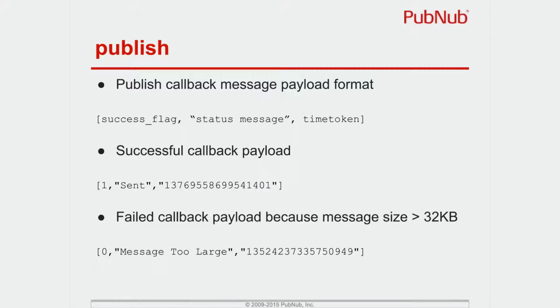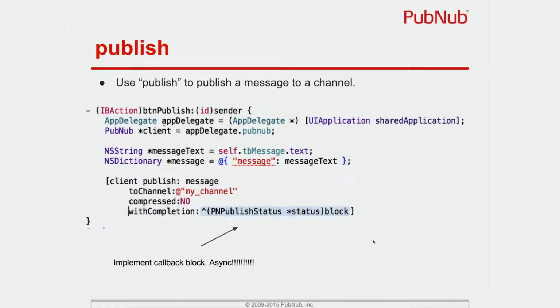Okay, a successful callback or successful publish will result in a payload similar to this, which would be a 1, which means success, sent with some time tokens, and a failed message will result in a payload similar to what you see here, which is 0, some reason to indicate why the message wasn't published, as well as a time token. And as you can see, in this particular case, the message was too large. We do have a constraint of having messages under or up to 32 kilobytes. Okay. All right, what does it look like to publish?